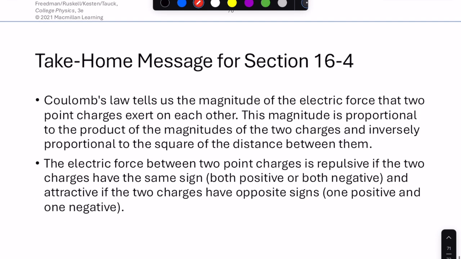All right, so let's recap. We talked about Coulomb's law: F equals K, Q, Q, however you want to differentiate the two Qs, whether you call them Q1, Q2, QA, QB, whatever, over the distance between them squared. Here's a picture of this equation. That gives you the magnitude of the force.